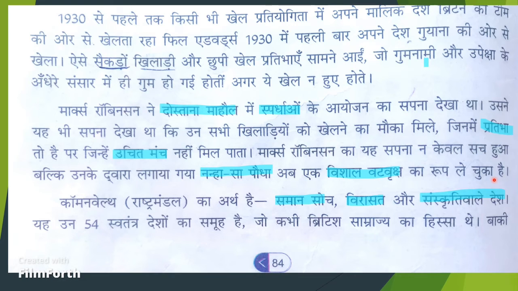Now, what Max Robinson had dreamt not only became true, but the tiny plant planted by him has today taken the form of a large and strong banyan tree. So it was an effort taken by one single person, children. You all can bring a difference to the world. So please, whatever qualities you have, try to bring them out to the maximum.